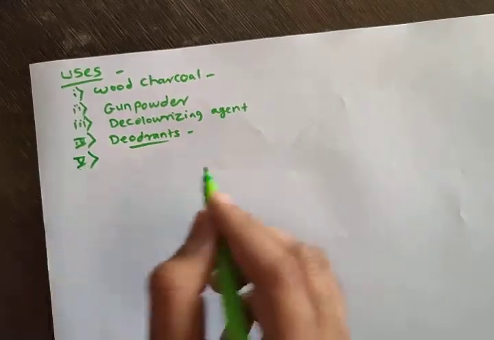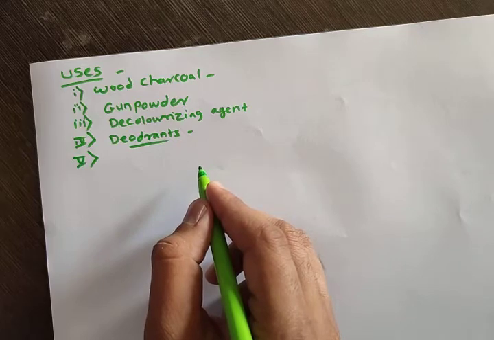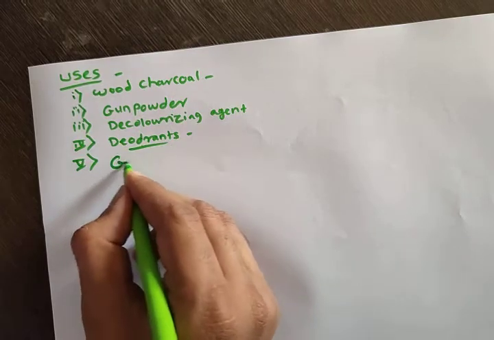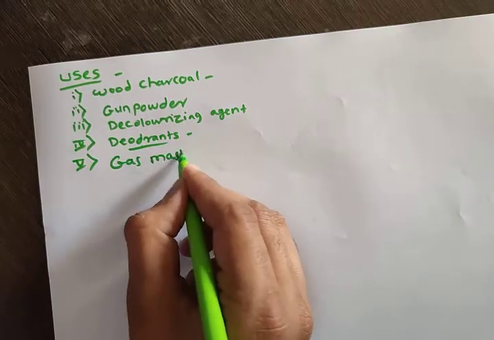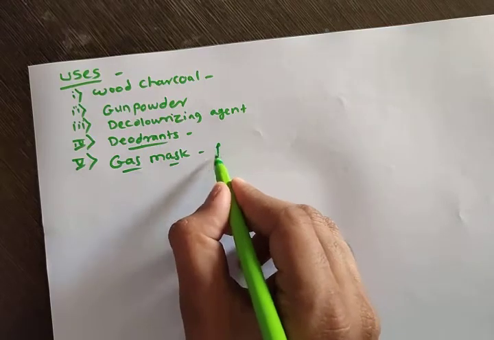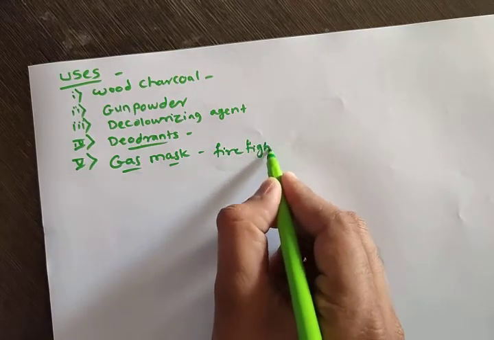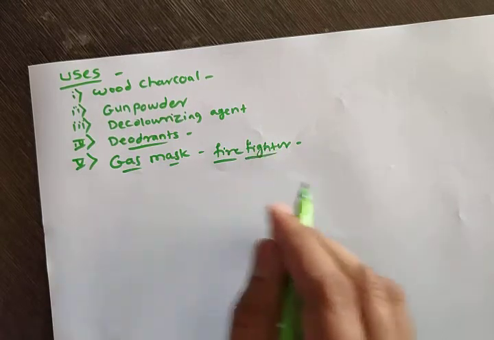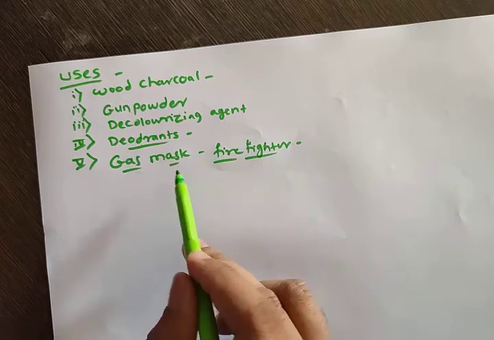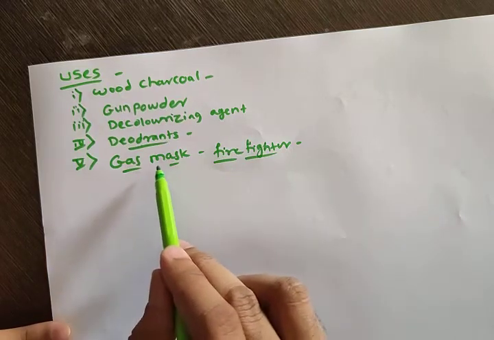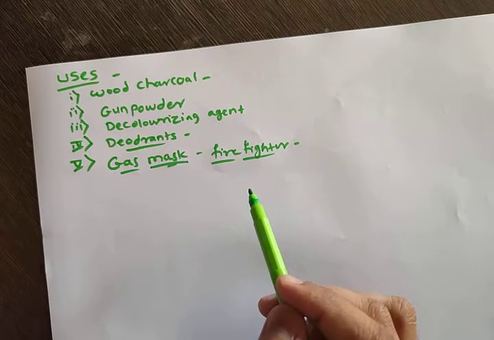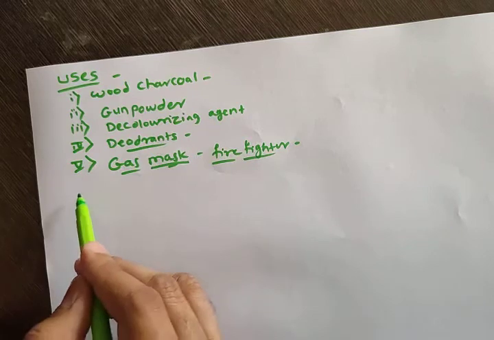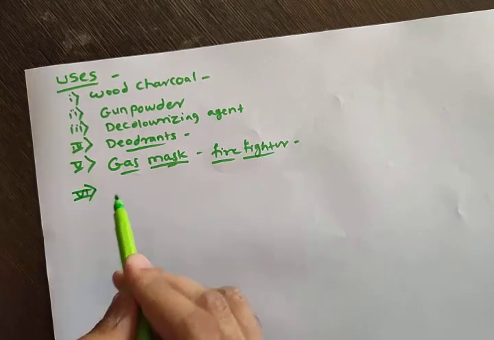Next use, wood charcoal is used in gas masks for the removal of toxic compounds from the air. Gas masks are generally used by firefighters. When a fire catches in a particular area, firefighters use gas masks because fire produces very poisonous gases. To save the firefighters from these poisonous gases, they wear gas masks.